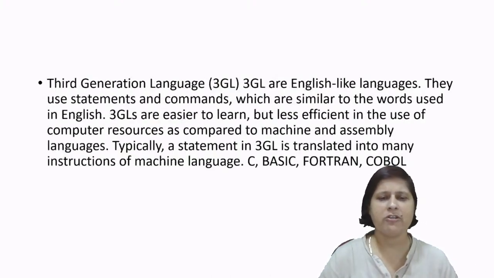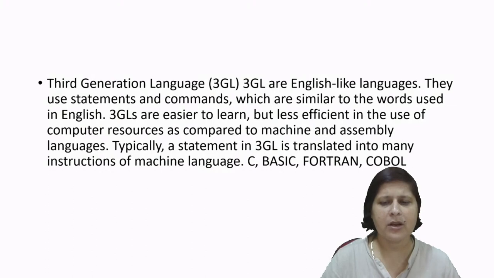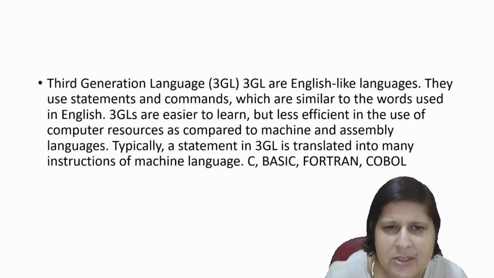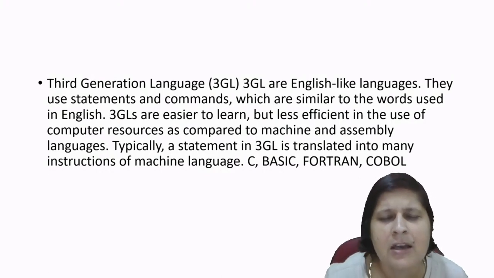Then comes the third generation of languages, that is 3GL. 3GL, third generation languages, are English-like languages, right? They use statements and commands which are similar to the words used in English. 3GLs are easier to learn but less efficient in use of computer resources as compared to machine and assembly language. Typically, a statement of 3GL is translated into many instructions of machine language. Examples of 3GL are C, COBOL, Pascal, Fortran.